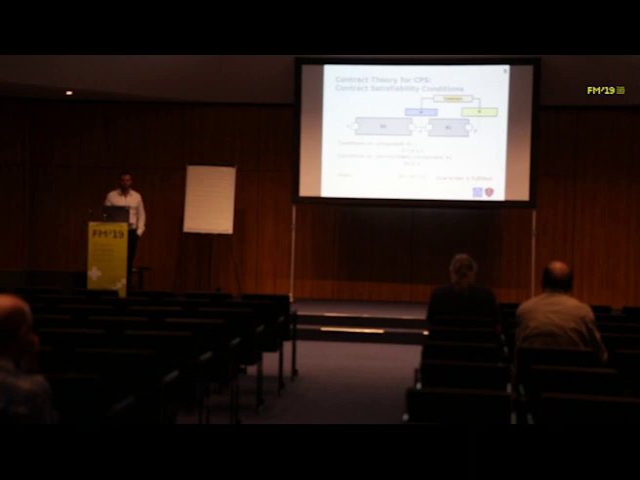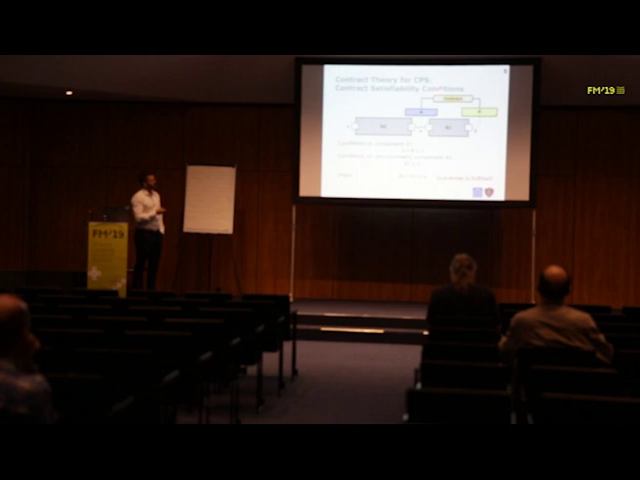So in the context of this theory, say that we have a contract for a component B1, as in this case, and we want this component to satisfy the contract. Then this condition has to hold: the assumption intersected with the behavior of the component must be a subset of the guarantee.